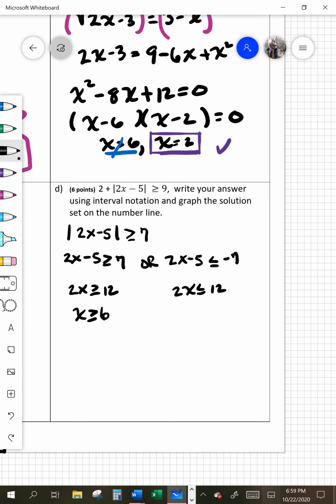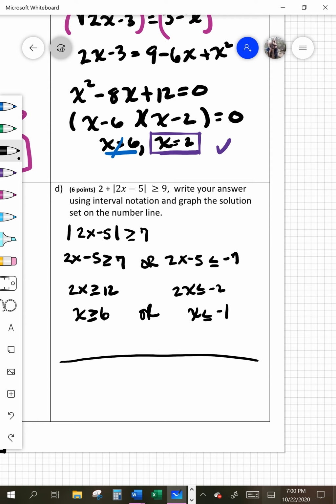So if we add 5 to negative 7, this should be negative 2. So divide both sides by 2, we get x is less than or equal to negative 2 divided by 2, which is negative 1. This is an OR statement, so it could be this or this, which if we're talking about sets, we can think of it as a union.